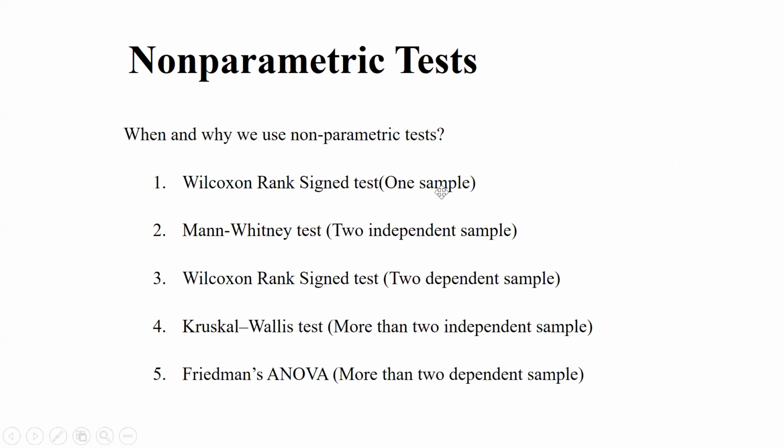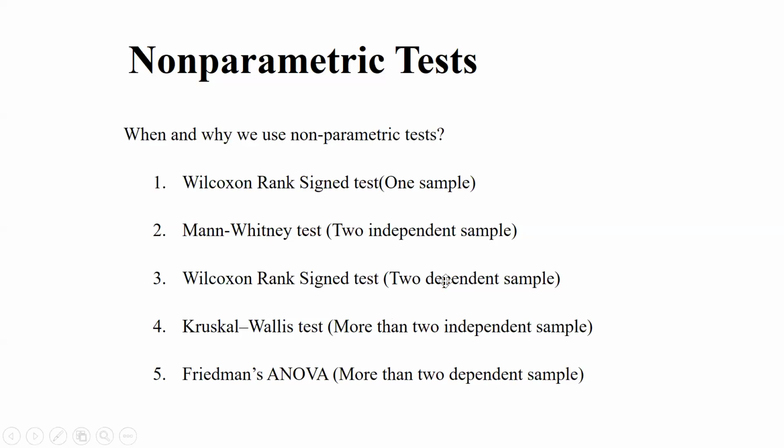For one sample, I can use either the median test or the Wilcoxon rank sign test. For two independent samples, it means we have divided the category into two groups, for example male, female, rural, urban. The second is, if I want to compare two categories, then I will use the Mann-Whitney U test.